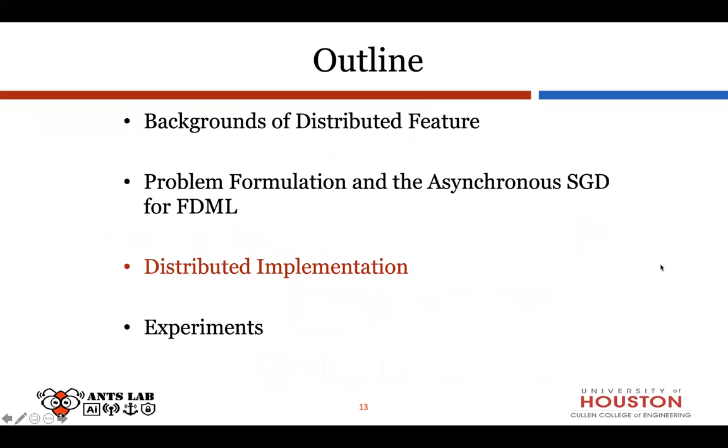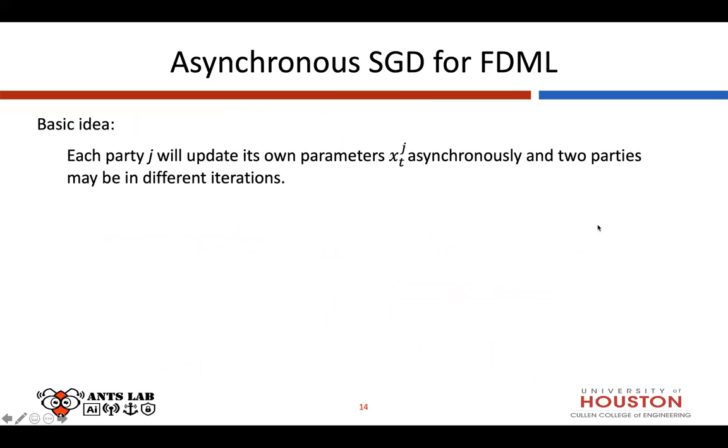And next, I will show you how to implement this method. What's the distributed implementation of their proposed method? The basic idea is each party g will update its own parameter xtg asynchronously, and the two parties may be in different iterations. So that's why they call it asynchronous SGD.